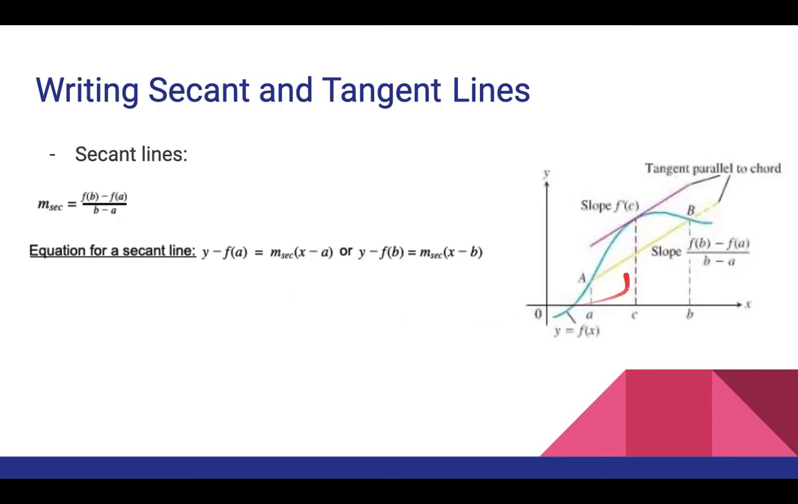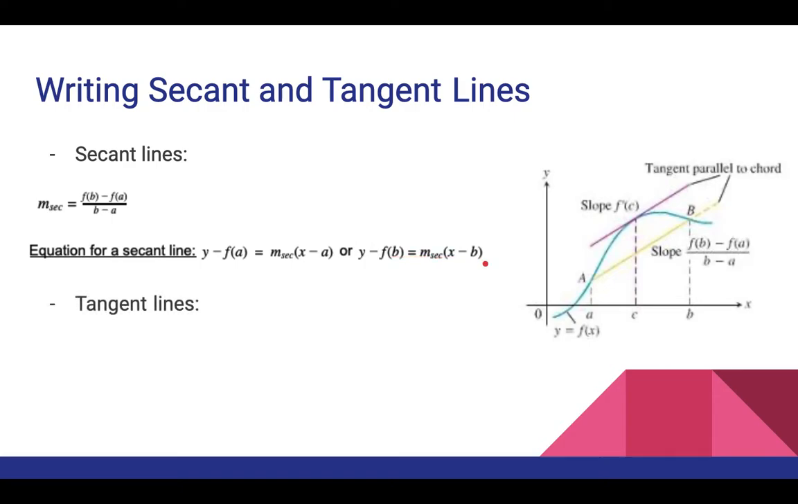For this part, we can use either (a, f(a)) or (b, f(b)) as our point of interest, since both of those points lie on our secant line. So we can write y minus f(a) equals the slope of our secant line, again the average rate of change, times x minus a, or y minus f(b) equals m secant times x minus b. So in a nutshell, we just have to calculate the average rate of change and then plug the average rate of change into the point slope form of a line for one of our two points of interest, either (a, f(a)) or (b, f(b)).